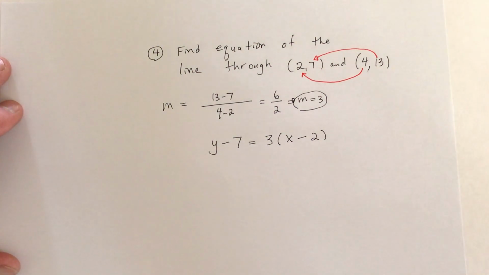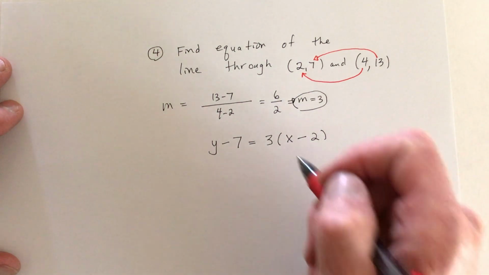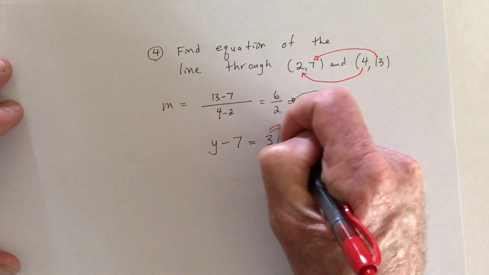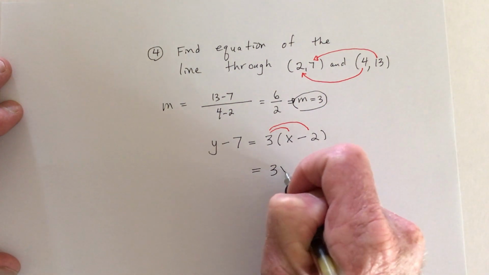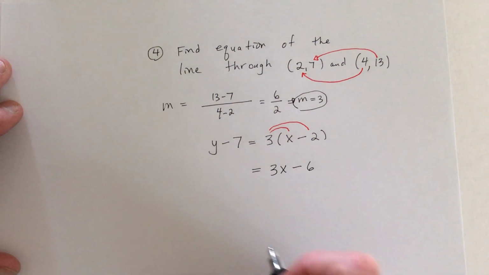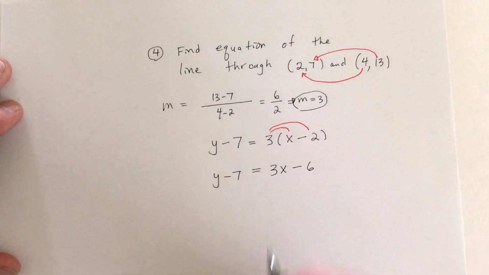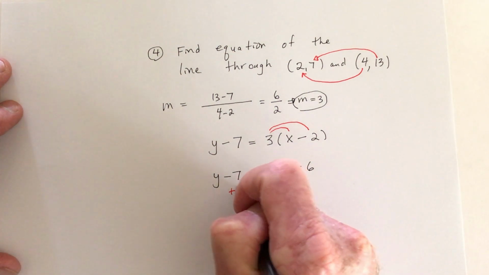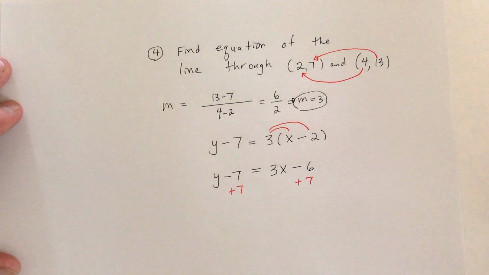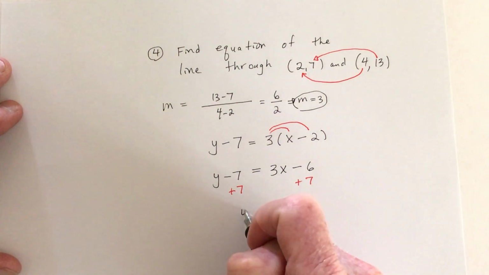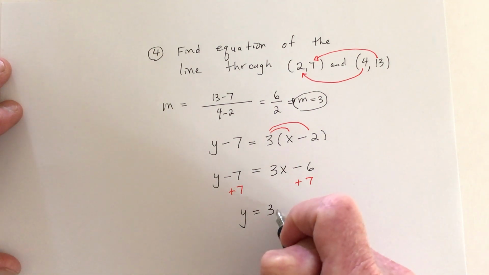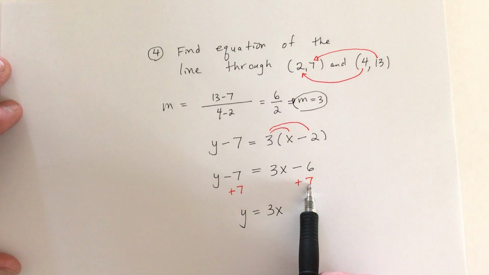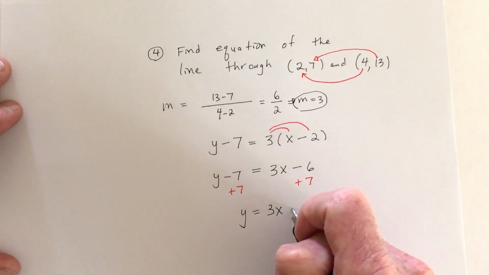And then the last thing we need to do is solve for y. So I'm going to distribute this 3 on the right side. There's going to be 3 times x minus 6. And then there's only one more step to solve for y, and that is add 7 to both sides. So finally we're left with y equals, so the 3x stays there, and then a positive 7 minus a 6 is going to be positive 1.